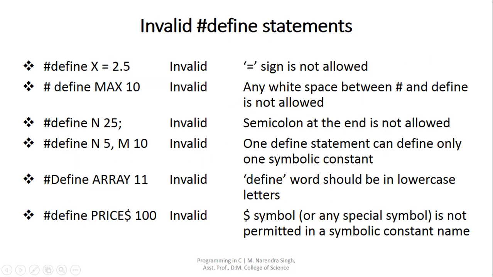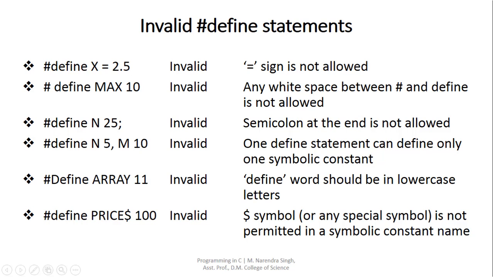Now let's see some examples of invalid define statements to understand more about how to define symbolic constants. The first statement, hash define x is equal to 2.5, is an invalid define statement because the equal to sign is not allowed in a define statement. The second statement, hash space define max 10, is an invalid define statement because any space between the hash symbol and the define word is not allowed. The third statement, hash define N 25 semicolon, is an invalid define statement because a semicolon at the end of the constant value that the symbolic constant represents is not allowed.